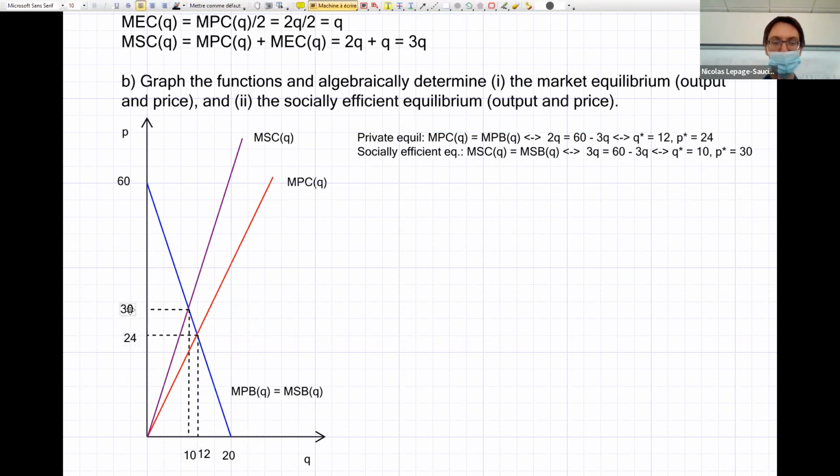So that's not the difficult part. If you know how to solve a system of two equations, two unknowns, that's decent. So we can do the interpretation.